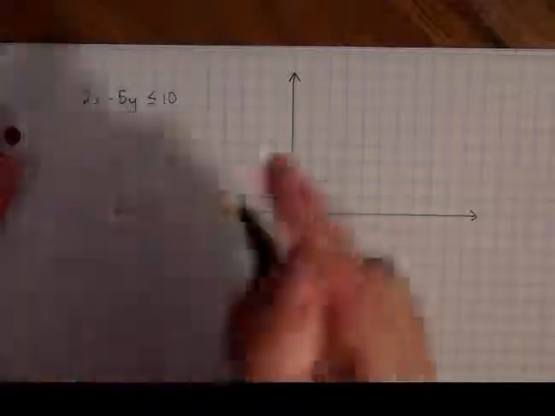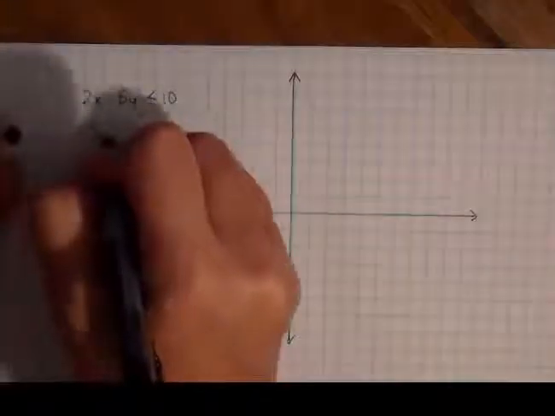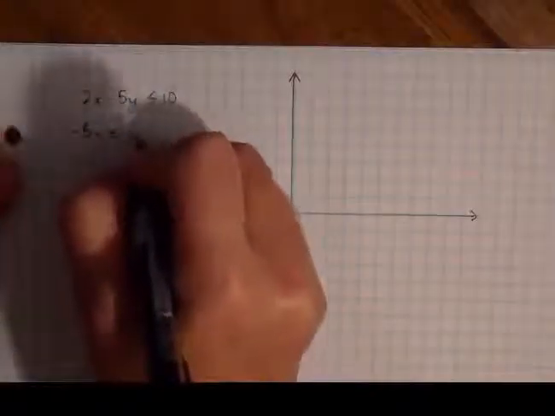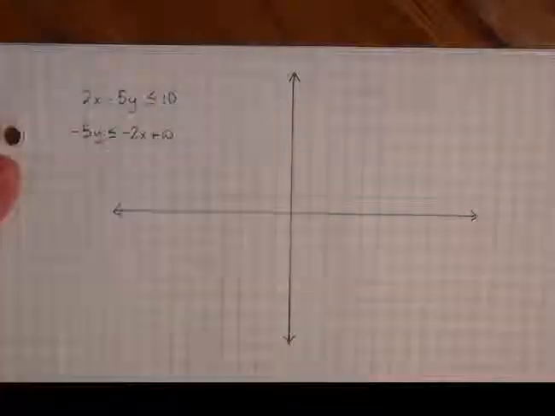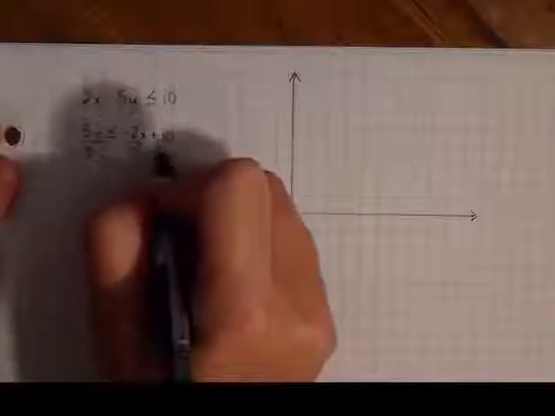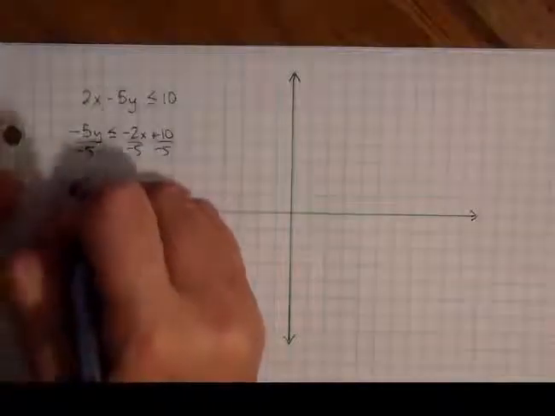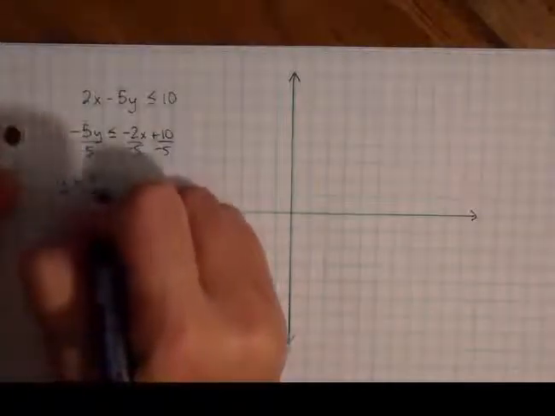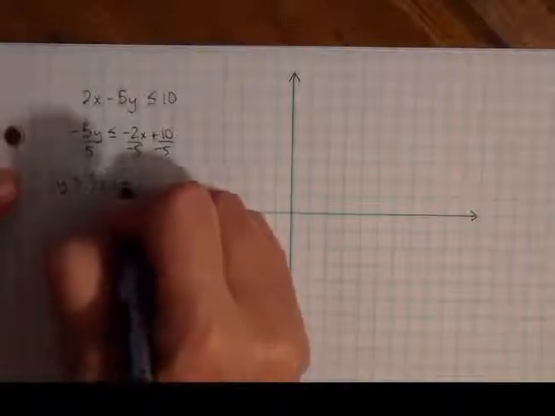So I'm going to pick this 2x up and I'm going to move it to the other side, and that will make it negative 2x plus 10. And then I'm going to divide everything by negative 5, and I'm going to get that y is less than or equal to 2/5 x minus 2.